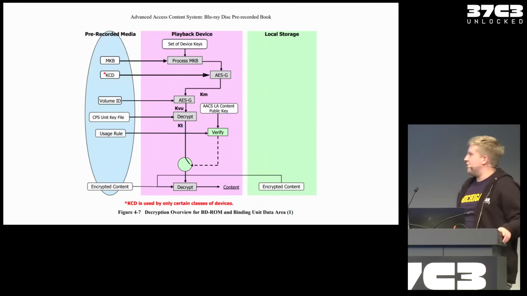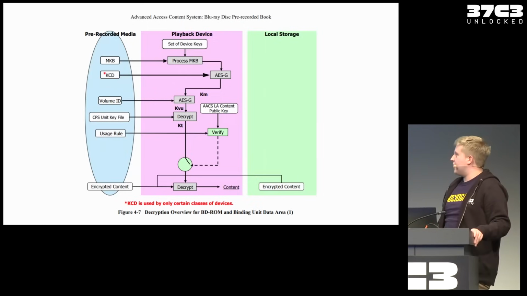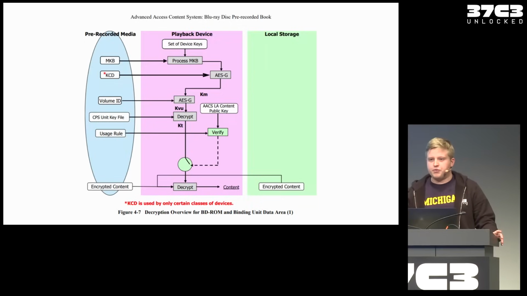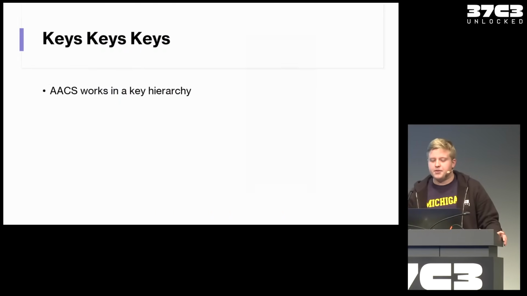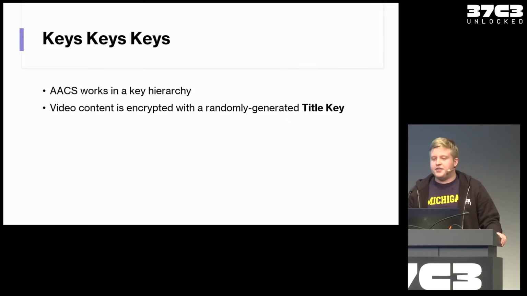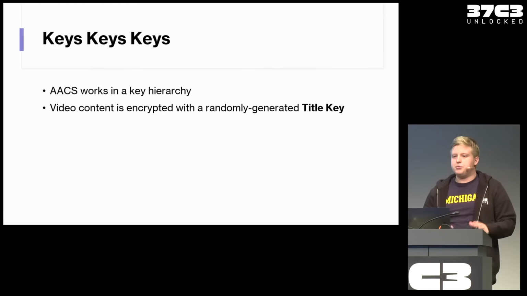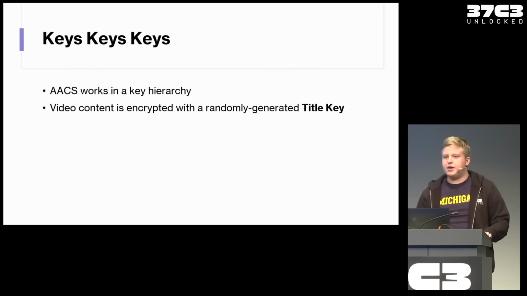And yeah, the whole scheme, according to the official white paper, looks a little bit something like this. And again, it's quite complex, but I'll try to give an overview of just the parts you need to understand for now. And again, similar to CSS, AACS works in a key hierarchy. The video content itself is encrypted with a randomly generated title key that's unique per title, which is almost like a release of a movie, but you might have like the same movie mastered in different times or with different regions that would count as a different title.